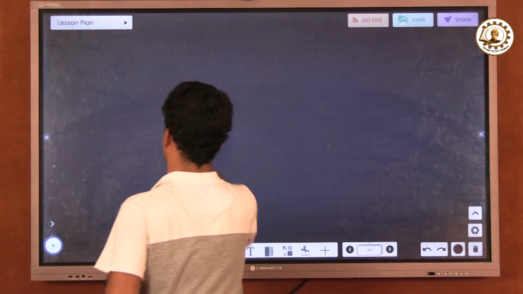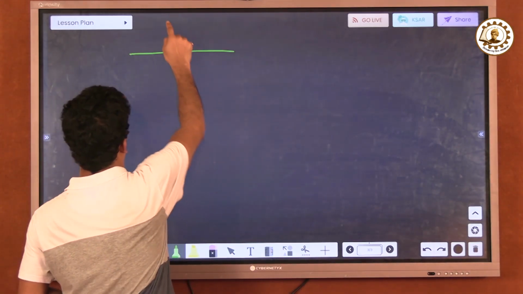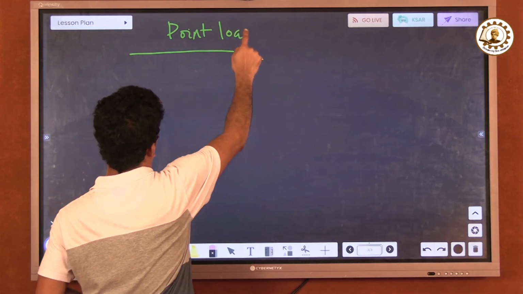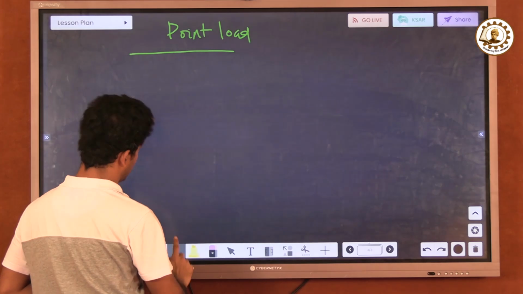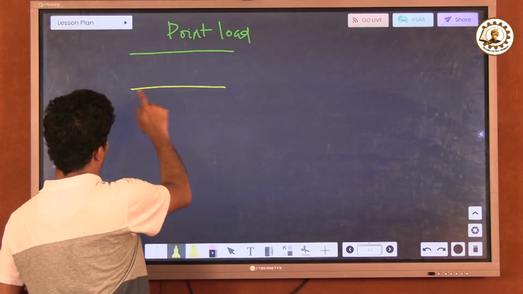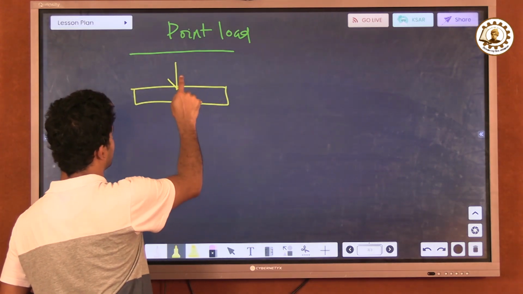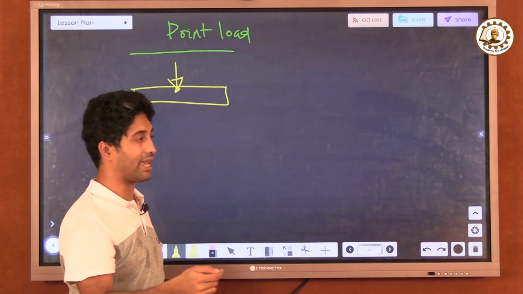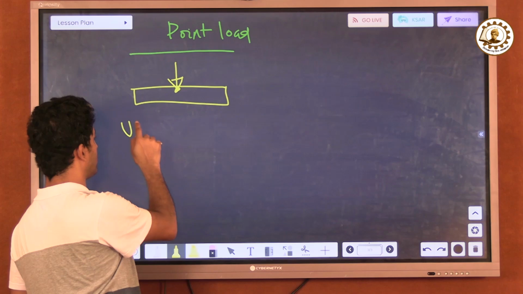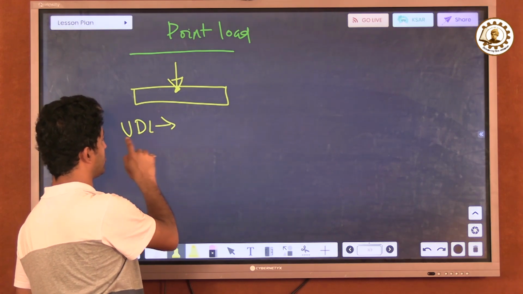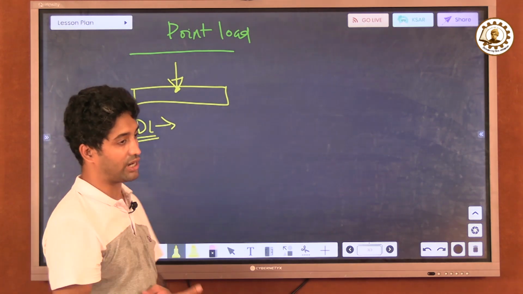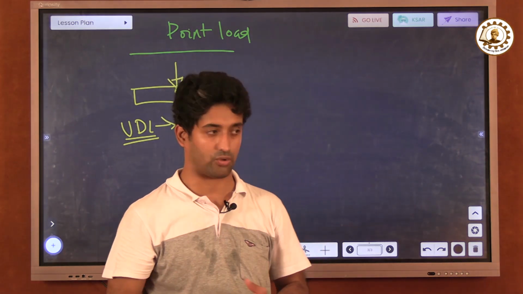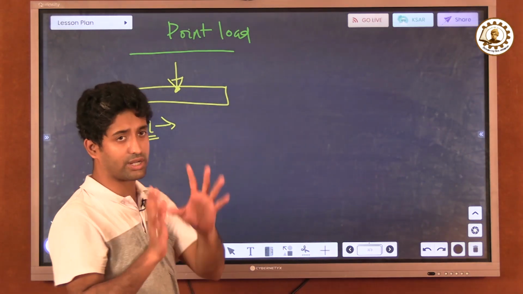Now let me write and show you. Point load, P-O-I-N-T, point load. Let me change the color. Point load: if a beam is subjected to a single load at a single point, it is termed a point load. Another one is UDL, uniformly distributed load, which in some places is also named universal distributed load. The name can be different, but the work is the same.